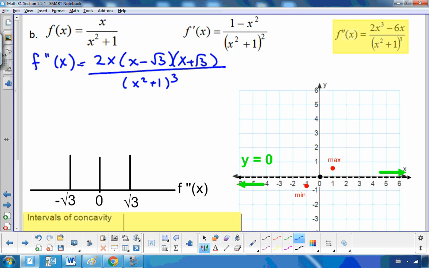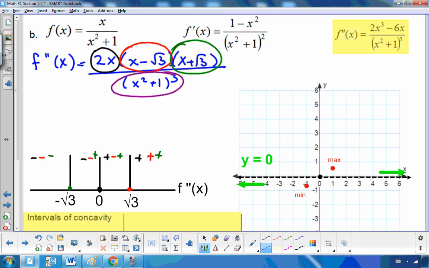Okay, so I have critical values, or sorry, key points at 0 and positive and negative root 3. So 2x is 0 right here, and to the left it will be negative, and to the right it will be positive. X minus root 3 is 0 right there, so to the left it's negative, and to the right it's positive. X plus root 3 is 0 there, to the left it's negative, and to the right it is positive. And my denominator here is always going to be positive, since I have any number squared, which is positive, plus 1 is still positive, and cubed is also still positive.